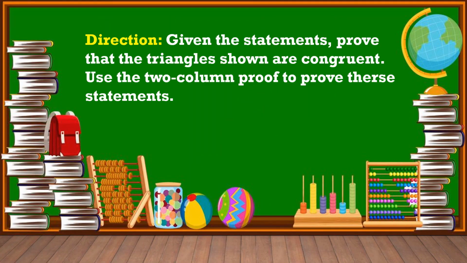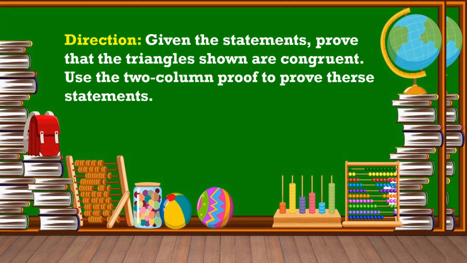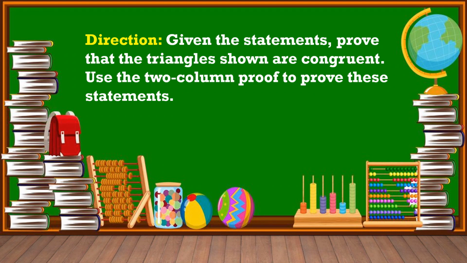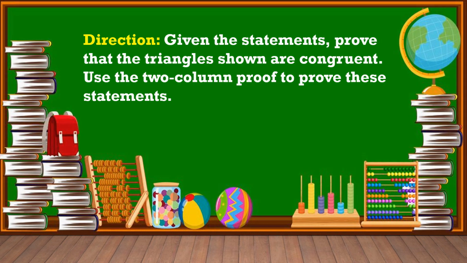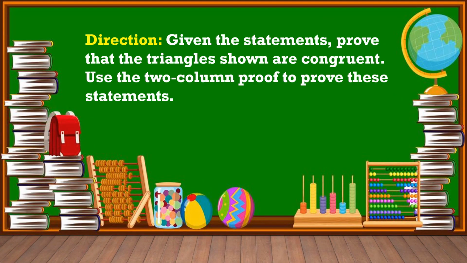Please prepare your papers and pens and let's begin answering our last activity. I want you to listen for the direction carefully. Given the statements, prove that the triangles shown are congruent. Use the 2-column proof to prove these statements. You have to find out how can you apply the congruence postulates to prove that the triangles are congruent.